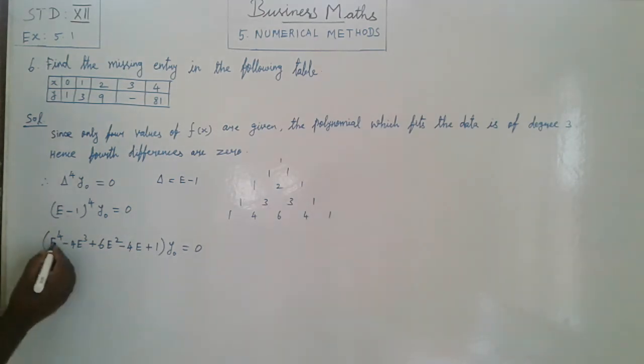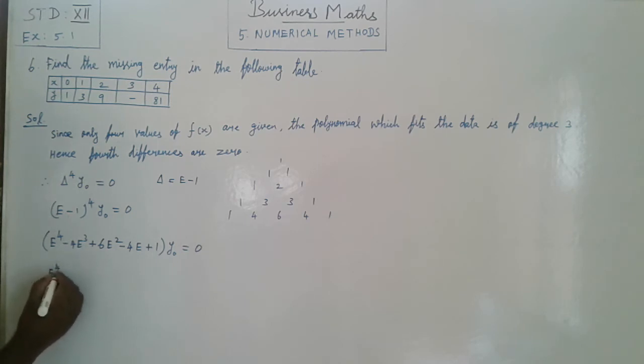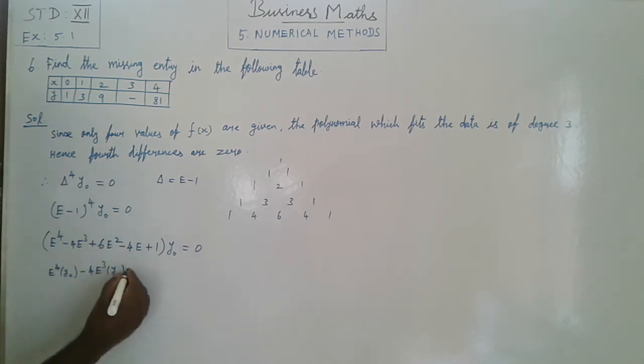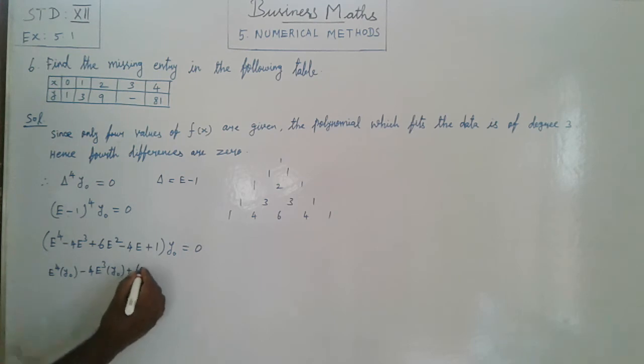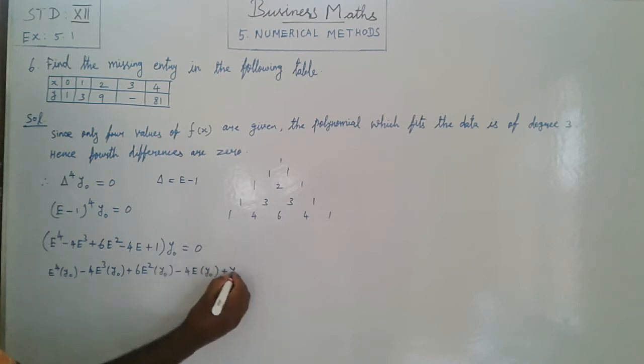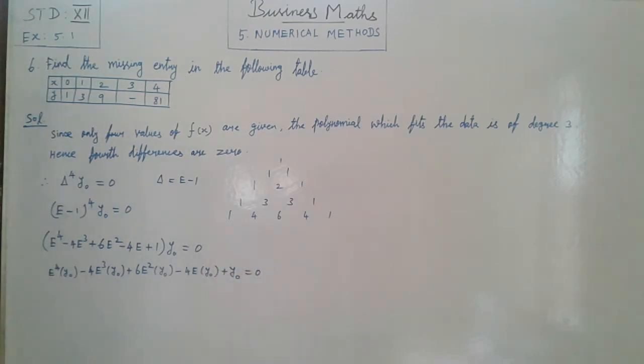We should take e power 4 into y naught, what is it? E power 4 into y naught is y4, minus 4 into e power 3 into y naught, plus 6 into e square into y naught, minus 4 into e into y naught, plus 1 into y naught equal to 0.